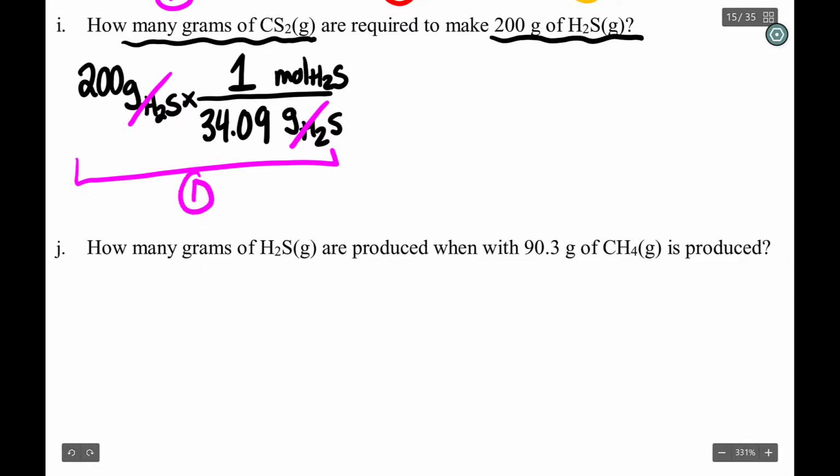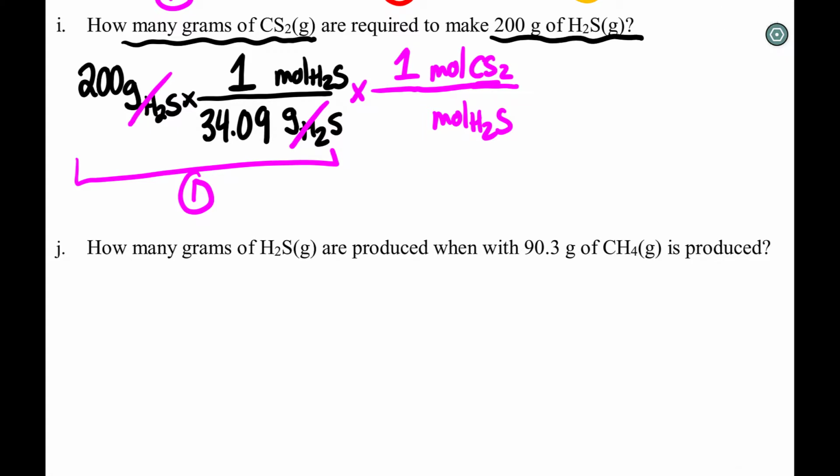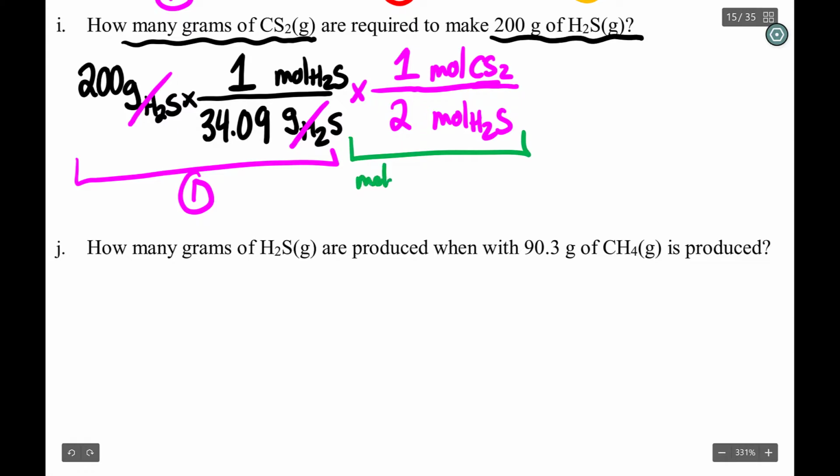I then have to convert moles of H2S to moles of CS2. Whatever I want to get rid of goes on the bottom, moles of H2S. Whatever I want to solve for goes on top, moles of CS2. I look up the coefficients. CS2 is 1, H2S is 2. This is my mole to mole ratio and is my second step. The moles of H2S cancels with the moles of H2S.